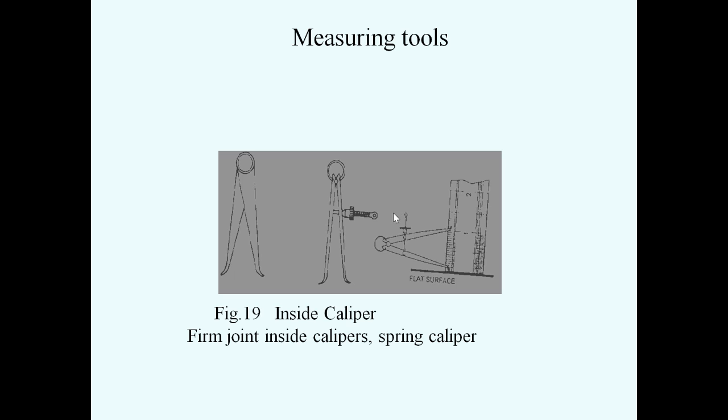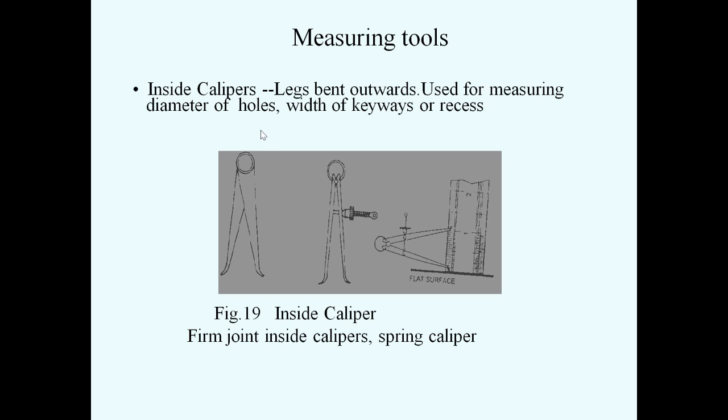Next is inside calipers. In this diagram, this is the firm joint inside caliper, and this is the spring type inside caliper. We can use both to find out the diameter of a hole.